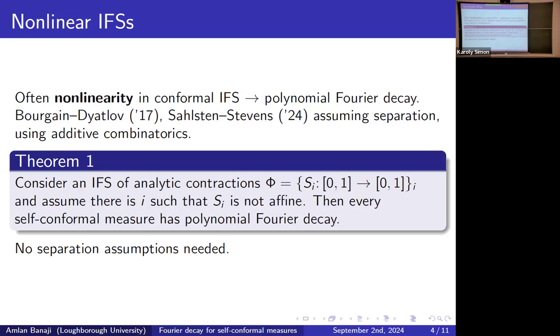that we can get by combining four papers. If we take an IFS of analytic, so real analytic conformal contractions on [0,1], let's say, and we assume that there's some index i such that the map S_i is not an affine map, then every self-conformal measure for such a system has polynomial Fourier decay. And we don't need any separation assumptions here.